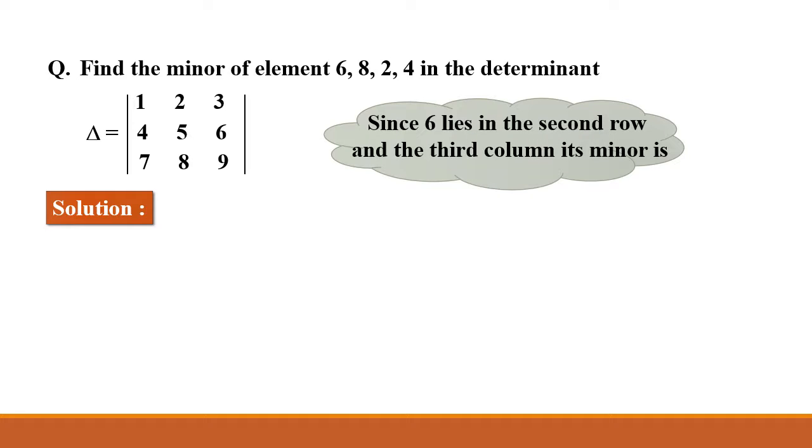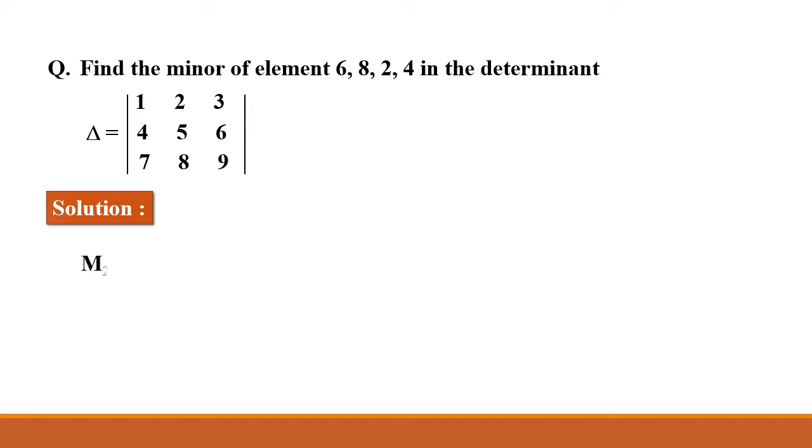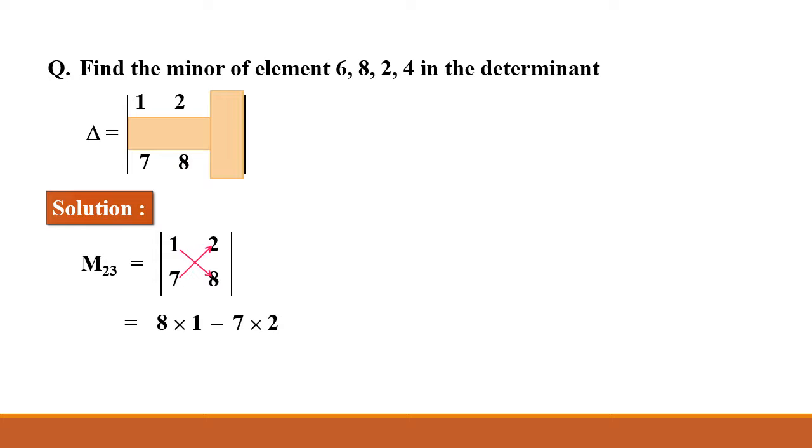Solution. Since 6 lies in the second row and the third column, its minor is M23. So we are deleting the second row and the third column to obtain the minor of 6. The 2 cross 2 determinant we obtained is 1, 2, 7, 8. On simplifying, 8 minus 14, which is equal to minus 6. So minus 6 is the minor M23.